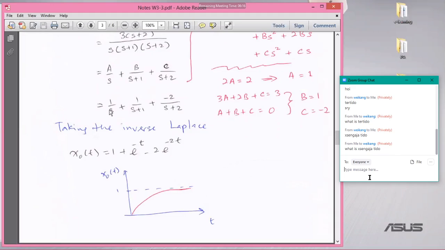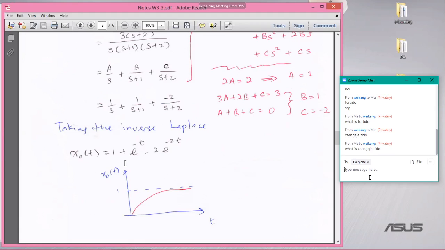The inverse Laplace of 1 over s is just 1. The inverse Laplace of 1 over s plus 1 is e raised to the power of -t. The inverse Laplace of this is -2, the coefficient, multiplied by e raised to the power of the root. The root here is -2, so e raised to the power of -2t.